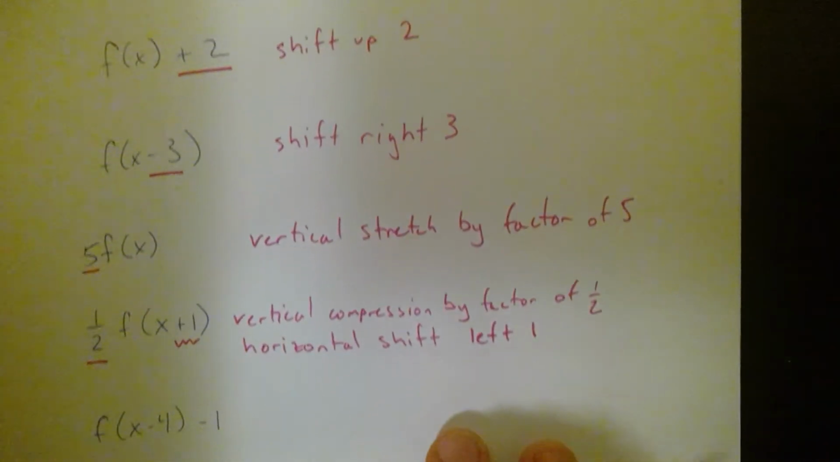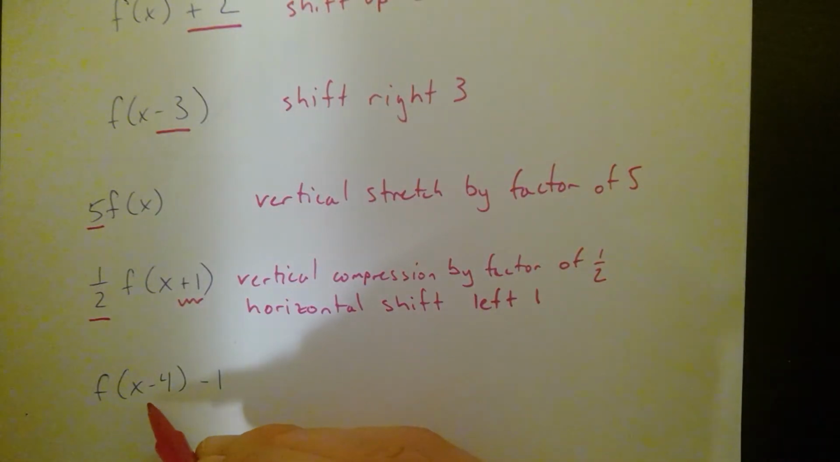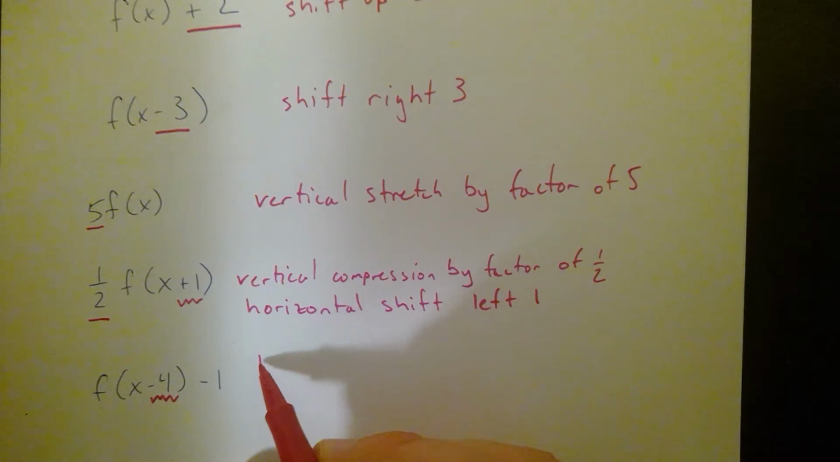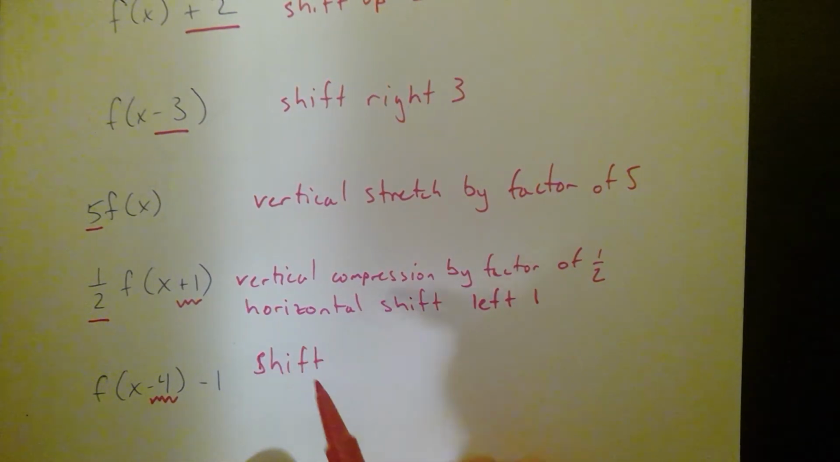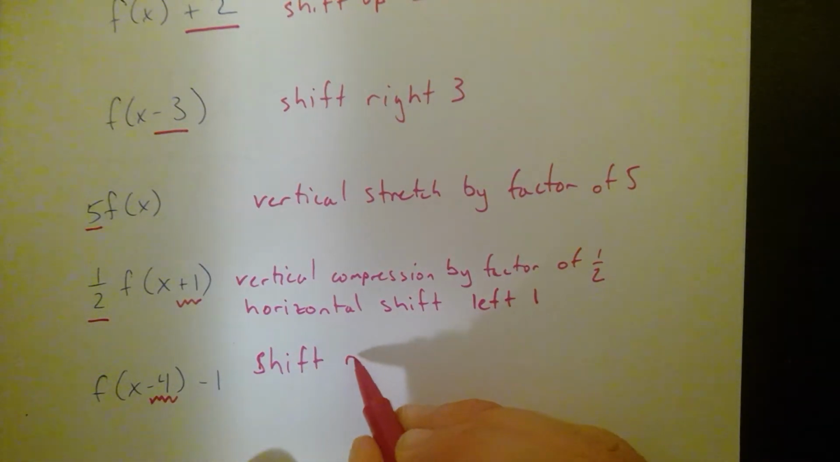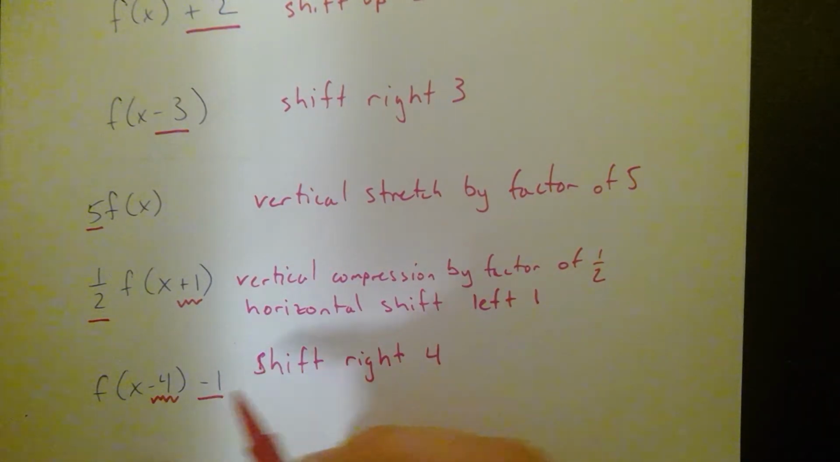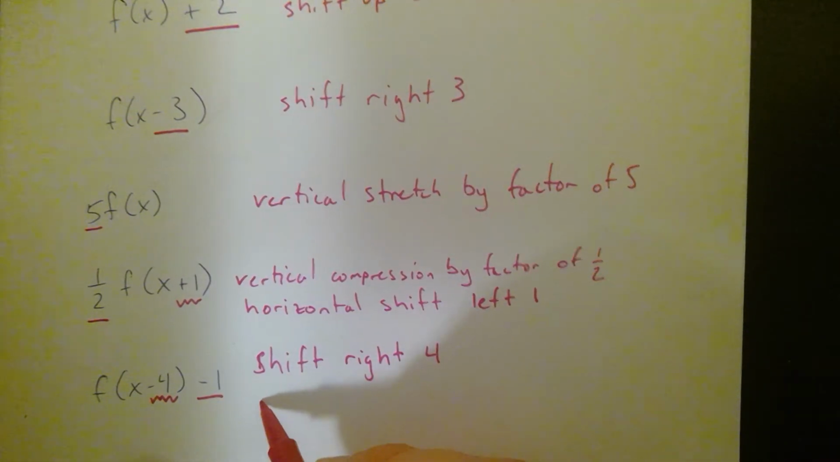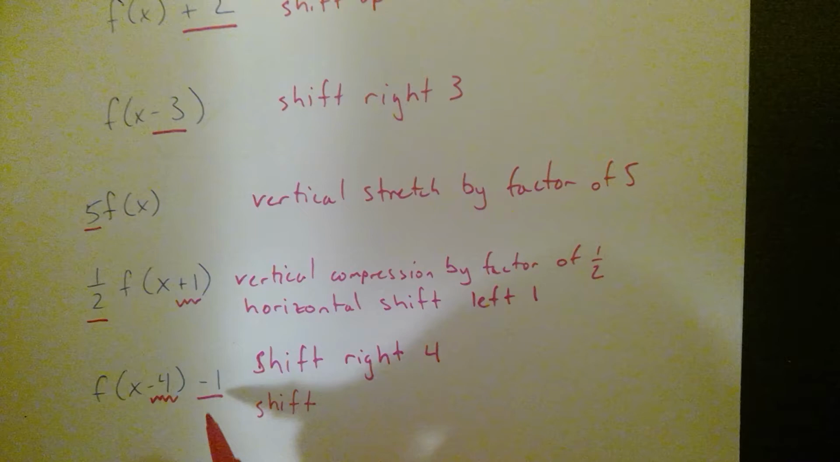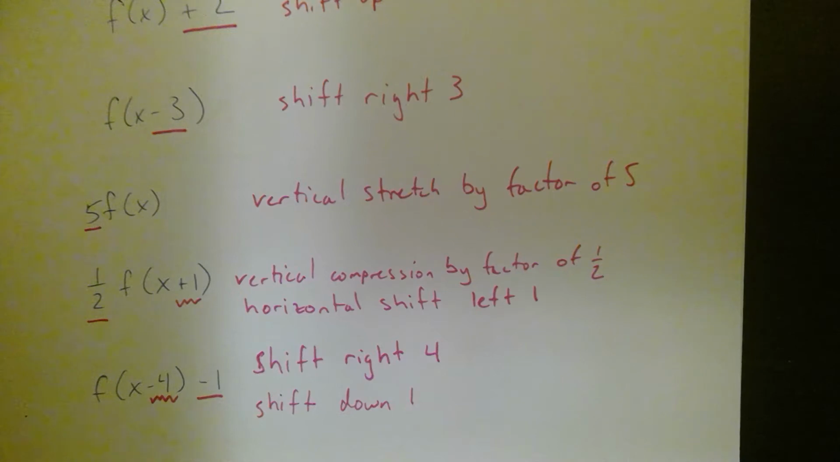Now our last example that we're going to look at in function notation. We're inside our parentheses, so we have a horizontal shift. We'll just call it a shift and give the direction. Now it's negative, so it's the opposite of what we think it should do. So that means we should move right. We're going to shift right 4. And then outside our parentheses is going to be vertical. Since we're subtracting, it's going to be a shift, and negative means down 1. So if we're adding or subtracting, it's always going to be shifting. If we're multiplying, it's going to be stretching or compressing.